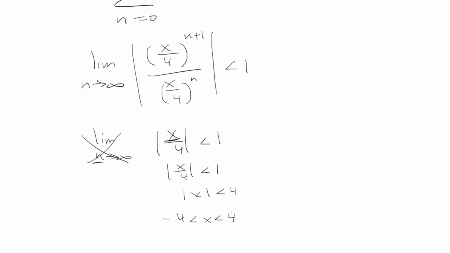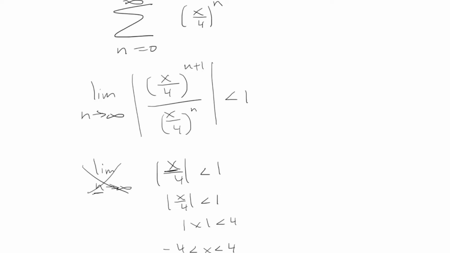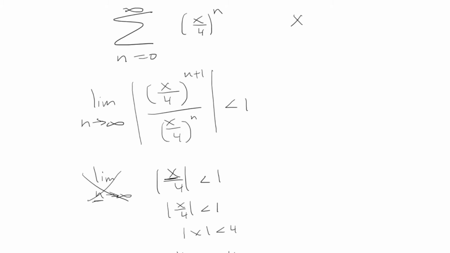Now we have to test the endpoints. We have to see if I plug in x equals -4 or 4, does it converge? So let's keep that in mind. If I plug in -4, I have -4 over 4, so that would be (-1) to the n. Versus if I plug in x equals 4, I get 1 to the n.